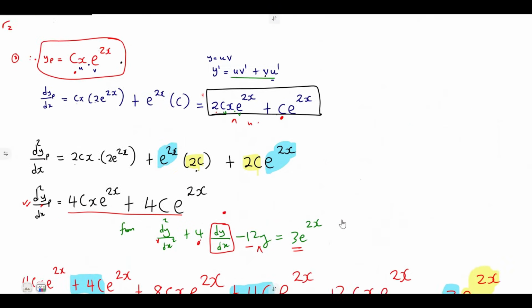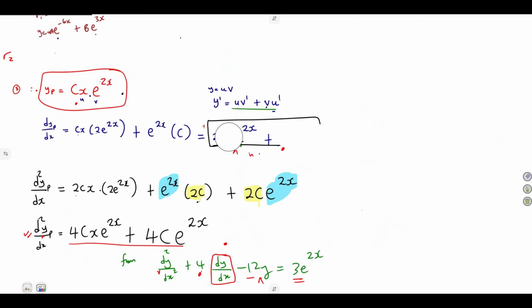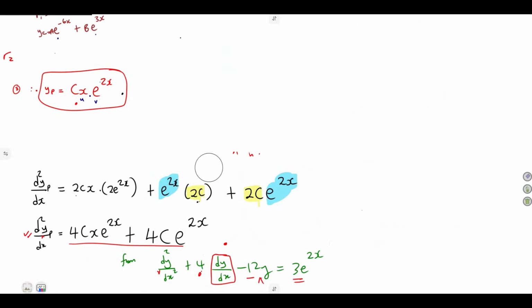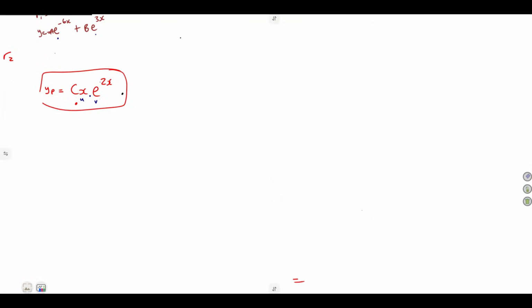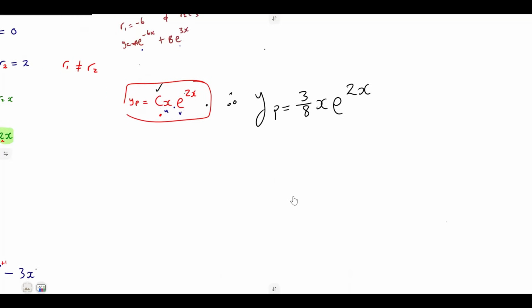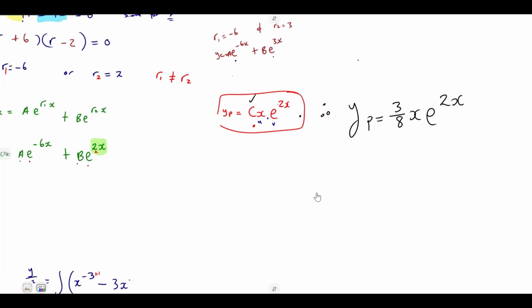Now that you've got your value of c, which is 3 over 8, we're going to have our yp in exact form as what? So here, yp is equal to, since we've got c as 3 over 8, 3 over 8x e to the exponent of 2x, okay? So this is what we have as our particular integral.